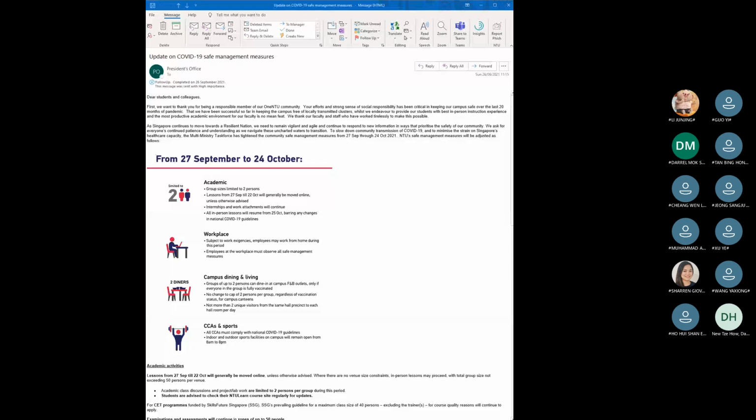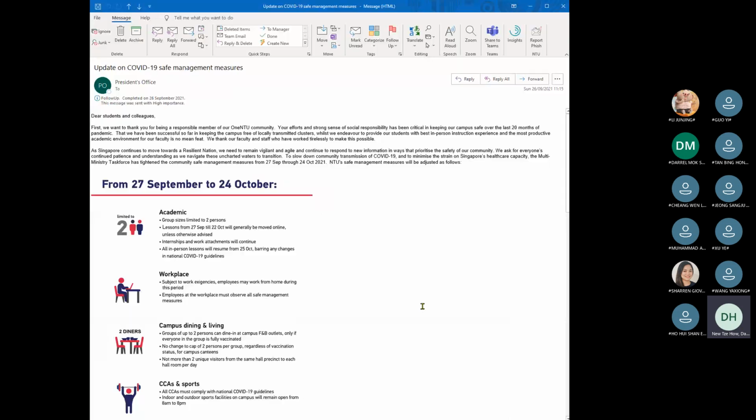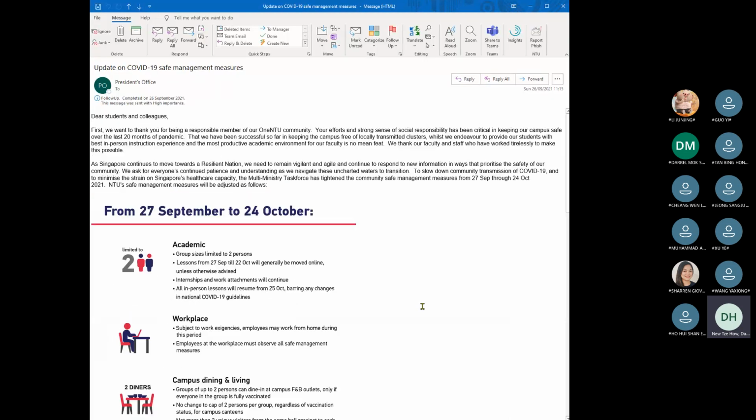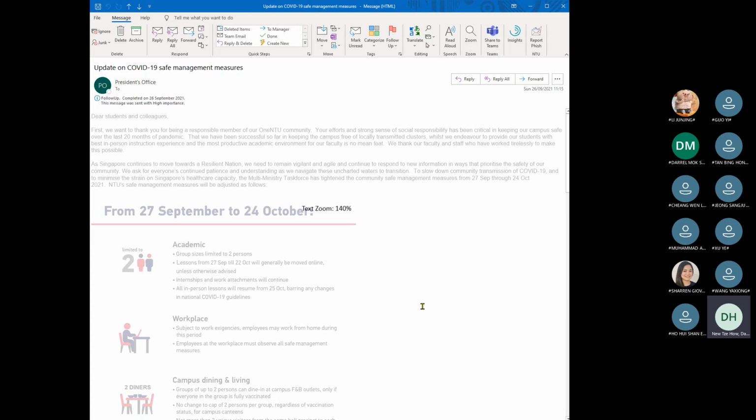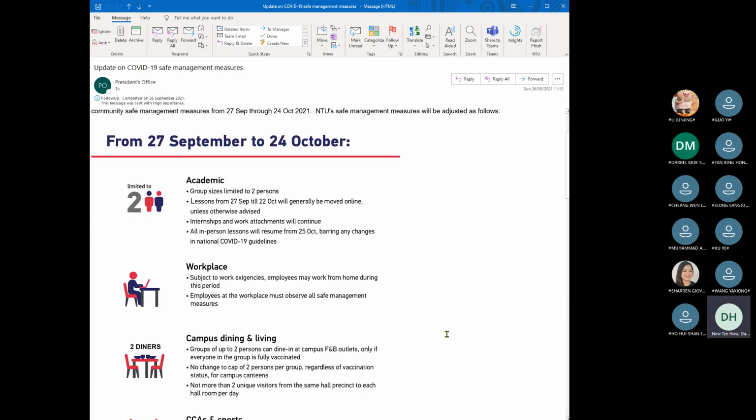Okay. So I hope you guys can see the email that I received. Let me just zoom in a little bit more. Okay, so this is the current extension. These are the rules for the current extension, for the current stabilization phase. So as you can see, we've got all these restrictions.